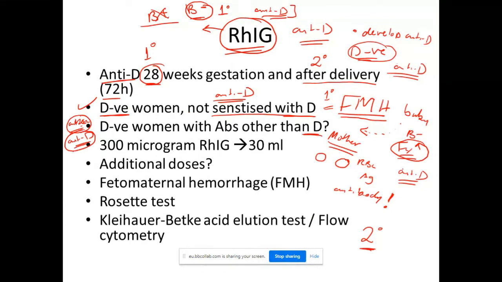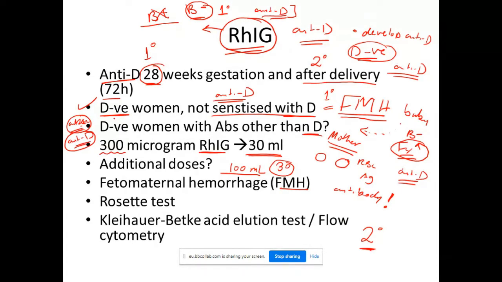Okay, clear. Good. So they found that around 300 microgram of RhIG can protect from 30 ml of baby blood. So if there is bleeding or fetal-maternal hemorrhage of around 30 ml, one dose is enough to protect the woman from being sensitized. But just imagine that this mother has more than that. If she has, for example, 100 ml of bleeding, do you think a 300 microgram dose is enough? No, she needs more, isn't it?